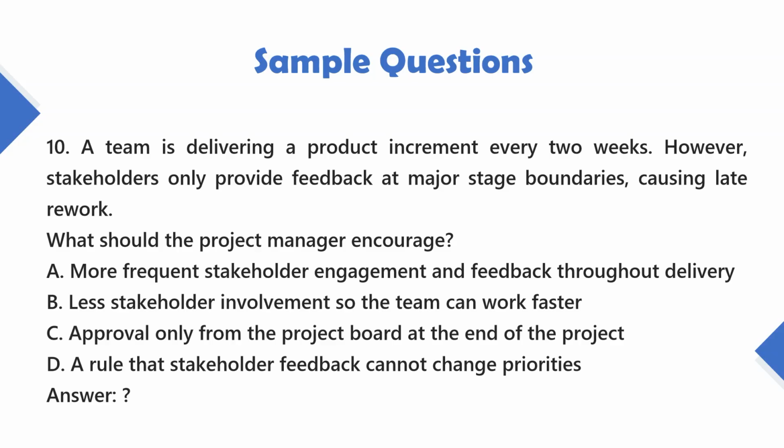A. More frequent stakeholder engagement and feedback throughout delivery. B. Less stakeholder involvement so the team can work faster. C. Approval only from the project board at the end of the project. D. A rule that stakeholder feedback cannot change priorities.